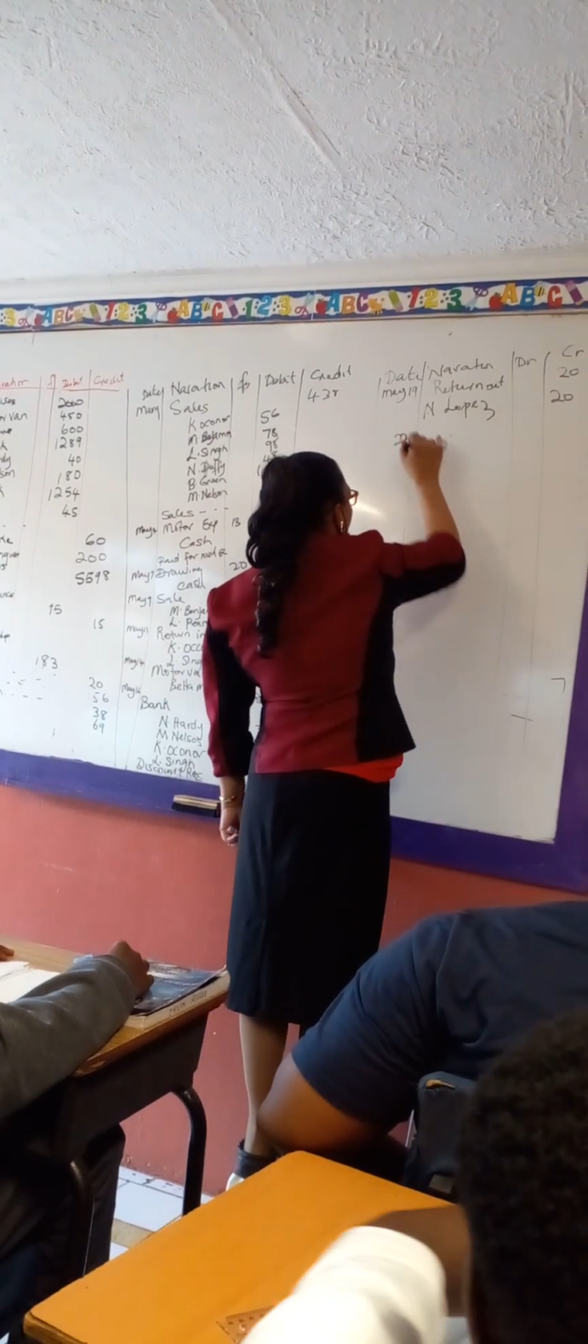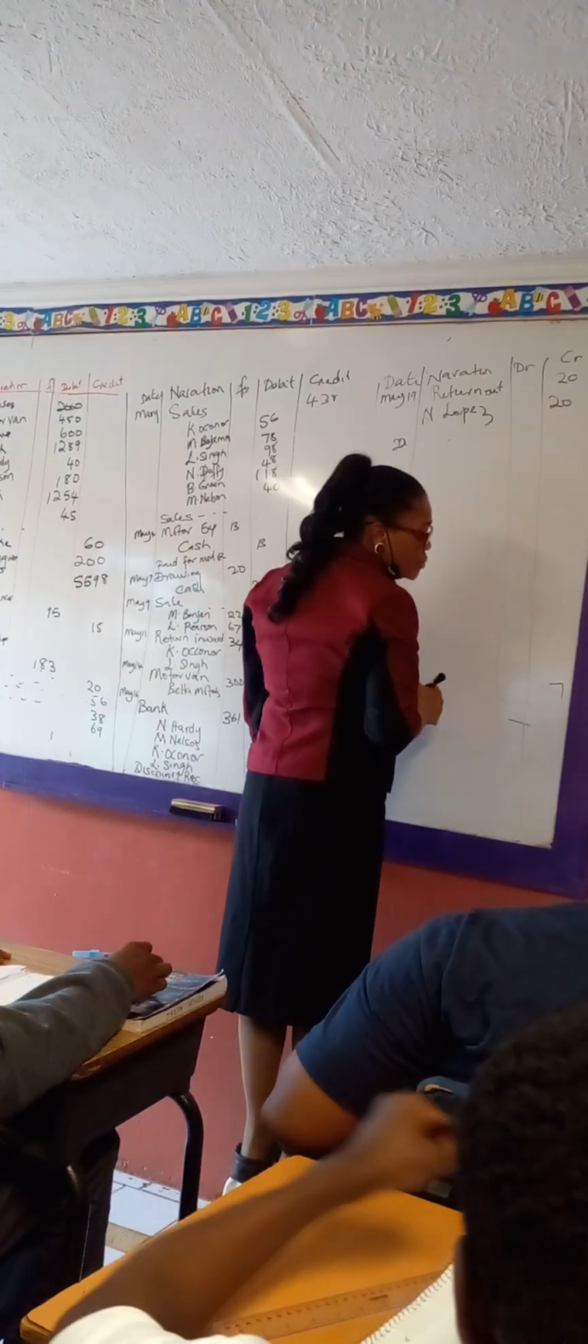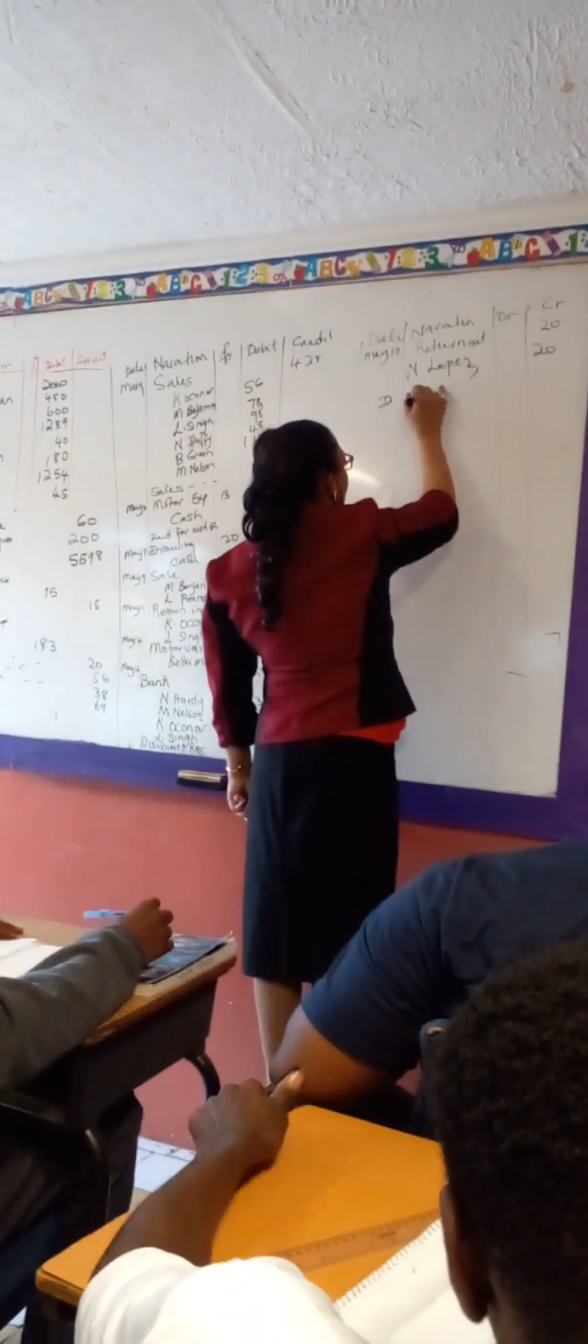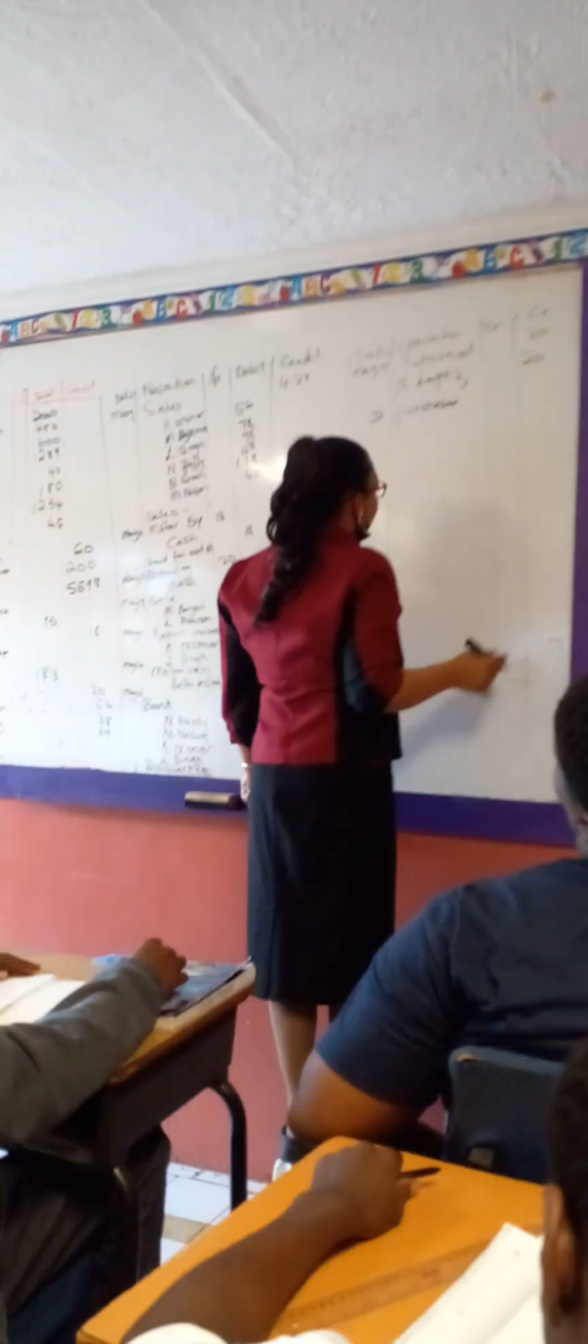Next, May 22nd. Credit from J. Johnson. We got what? So purchases. From who? From J. Johnson. One person? Two.